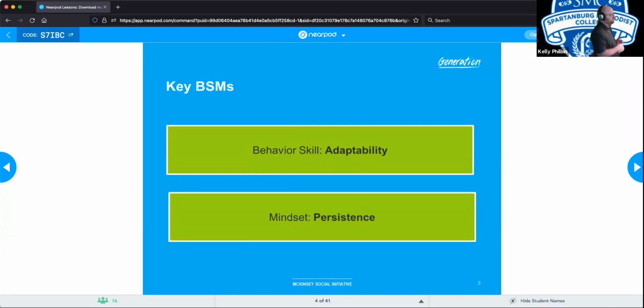Key behavior skills and mindsets we want to keep in mind when we are working, especially in the IT field. Adaptability is a big one because as the information we're receiving changes, we need to adapt our approach to the problem, because key pieces of information, if left out, will lead us down the wrong pathway to try to correct the underlying issue. And the main thing we want to do as techs is solve the underlying problem, not treat the symptoms that are occurring.